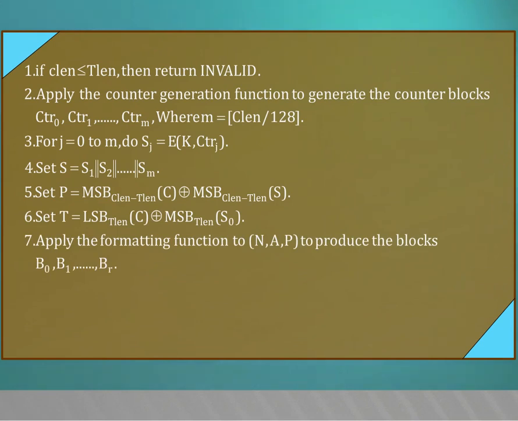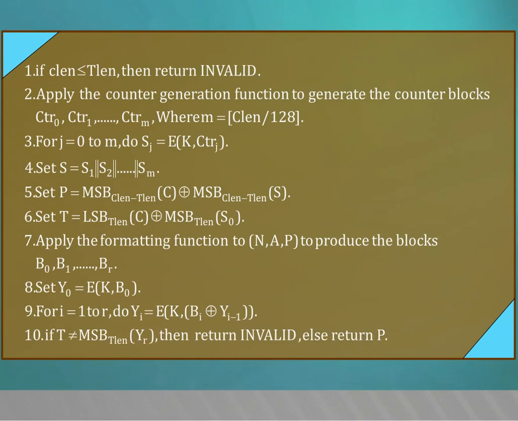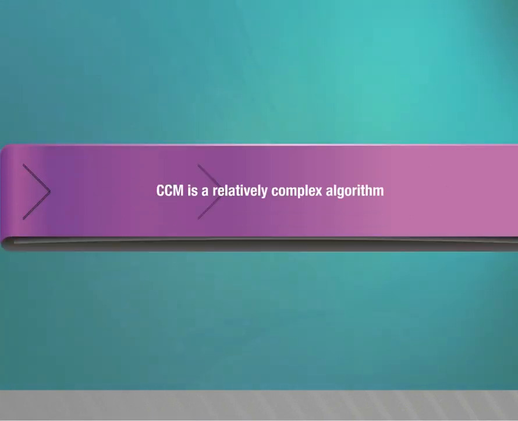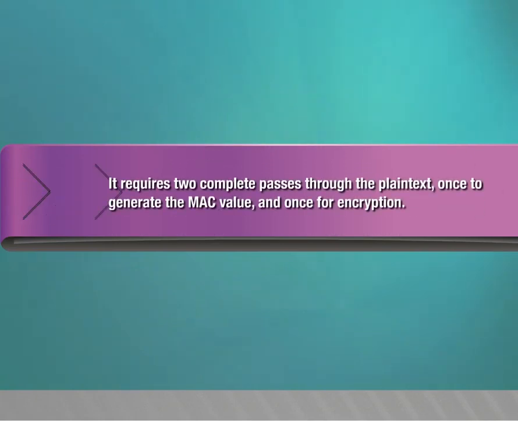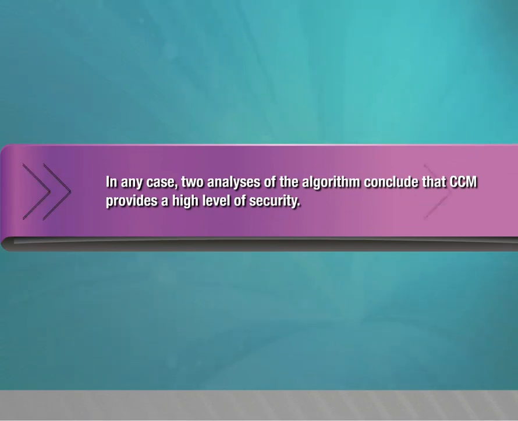Apply the formatting function to N, A, P to produce the blocks B0, B1, and so on up to BR. Set Y0 equal to E(K, B0). For i equal to 1 to R, do Yi equal to E(K, Bi XOR Yi-1). If T is not equal to MSB Tlen of YR, then return invalid, else return P. CCM is a relatively complex algorithm. It requires two complete passes through the plaintext, once to generate the MAC value and once for encryption. In any case, two analyses of the algorithm conclude that CCM provides a high level of security.